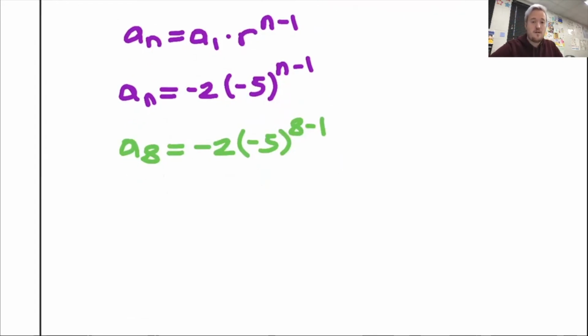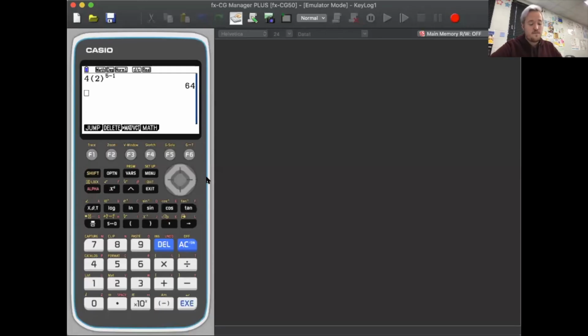All right, and because I choose to take the easy route, I'm going to do this on a calculator. I'm actually going to show you a couple different ways. You can just straight up plug it in: -2, parentheses, -5, then raised to the 8 minus 1. So 156,250. There's your answer.